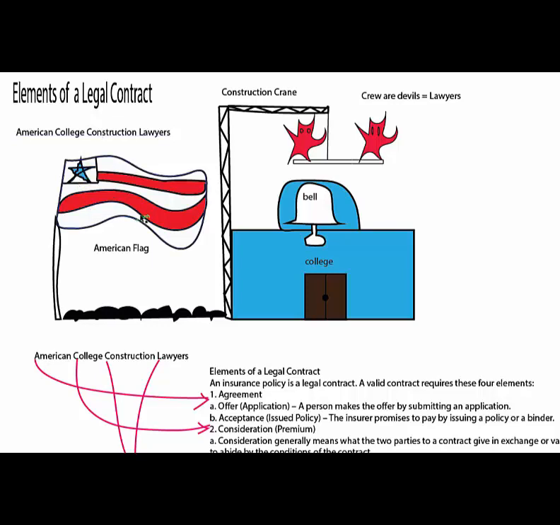So here is the American flag, right? And it's propped up with these sandbags holding this crane. This is a crane, and they're constructing the college. See, I put a bell here. It's like learning, ringing the bell. Anyway, these are construction workers. They're actually devils, which is equivalent here to lawyers. So you'll see now what that means.